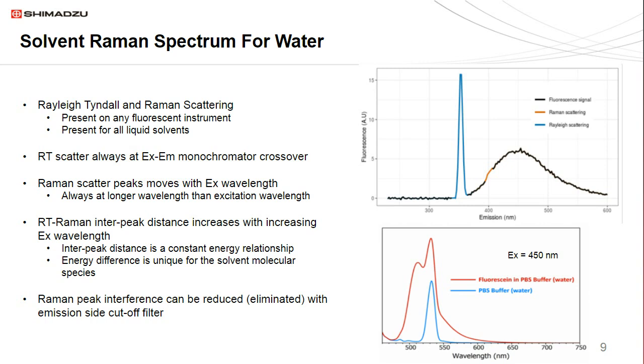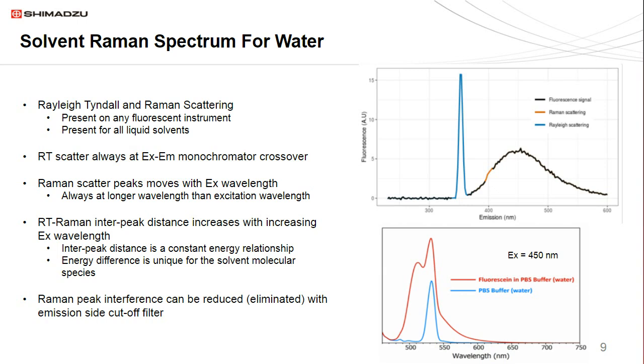You can see in the figure in the upper right, you see the blue, very nicely symmetrical Rayleigh-Tyndall scatter. You then see a fluorescence emission in black, and then right kind of on the upslope is the Raman scattering that's kind of in brown. And at the top, it's kind of buried. The bottom spectra shows you a PBS buffer, which is essentially water, and you can clearly see the Raman band sticking out of the fluorescent emission. You can see the blue water blank.